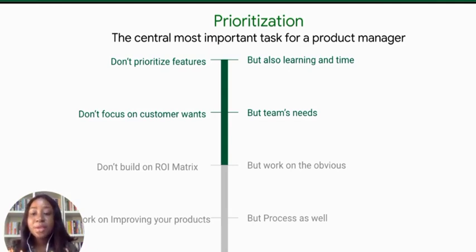But because we are bent on the return on investment matrix, which is very, very key to us, we will not add that feature. No, add that feature, right? Because it is an obvious feature for us to have. And finally, don't only work on improving your product, but the process as well.